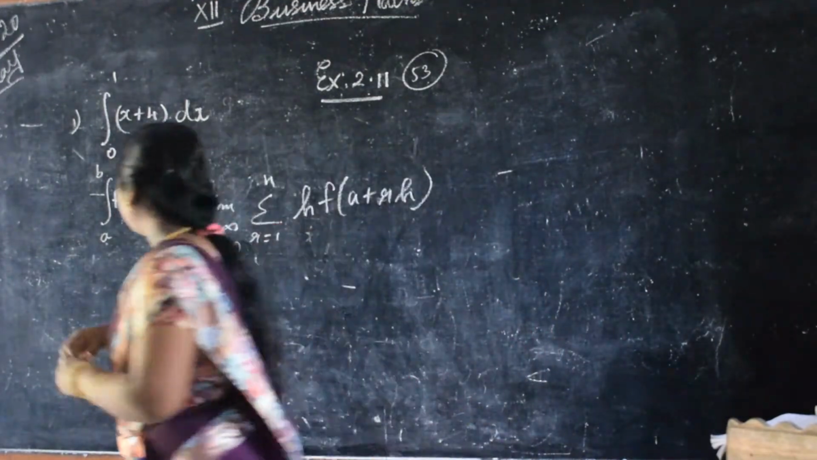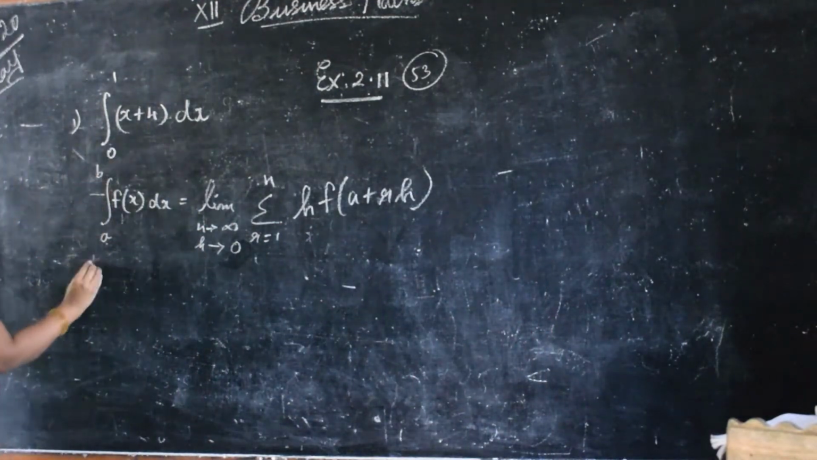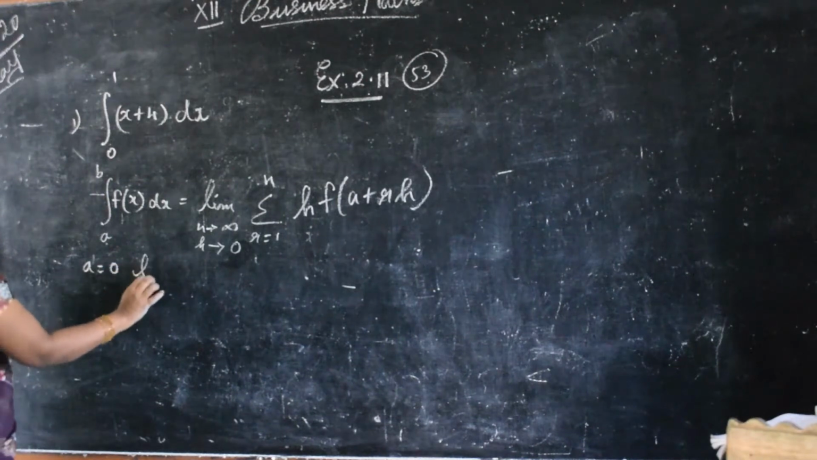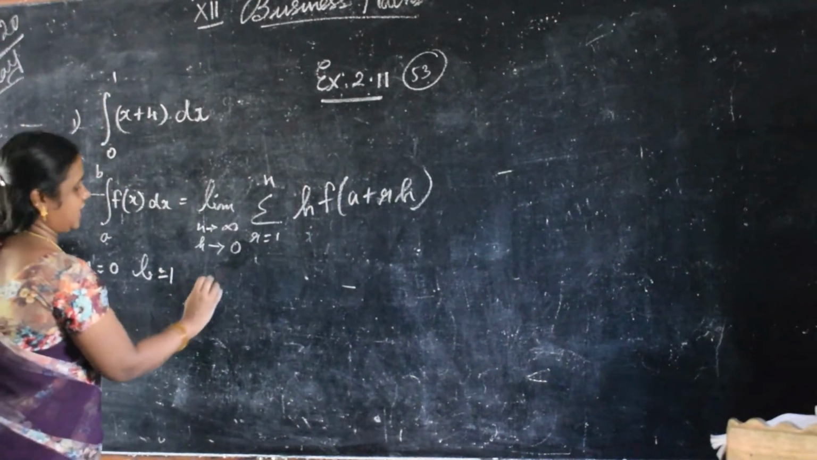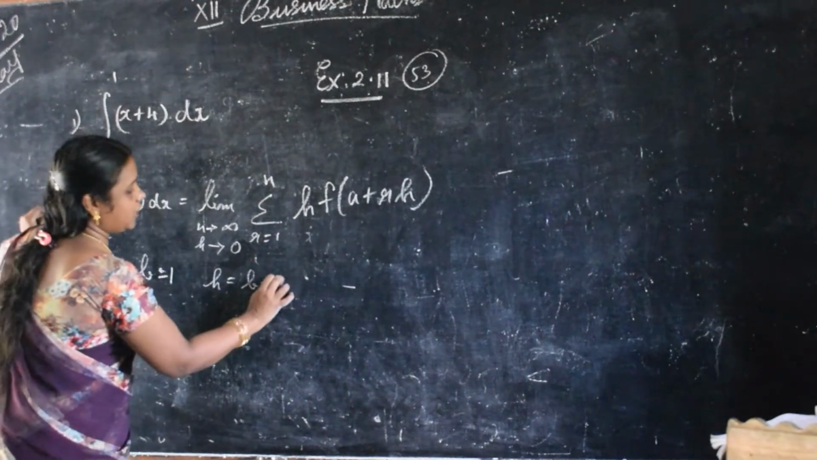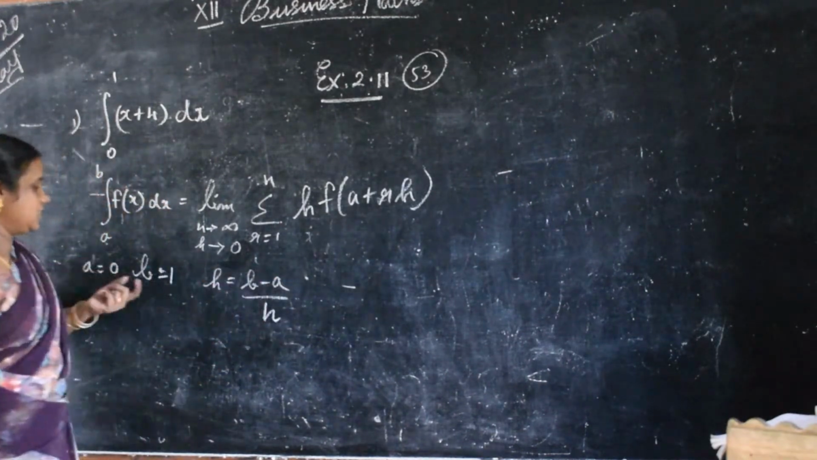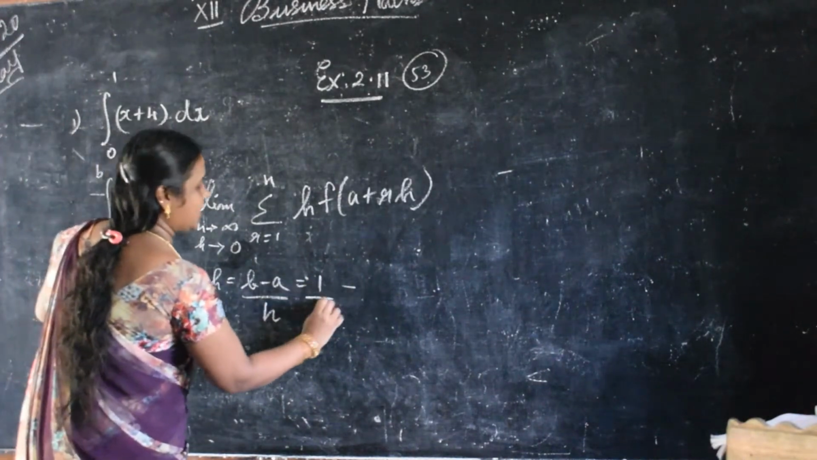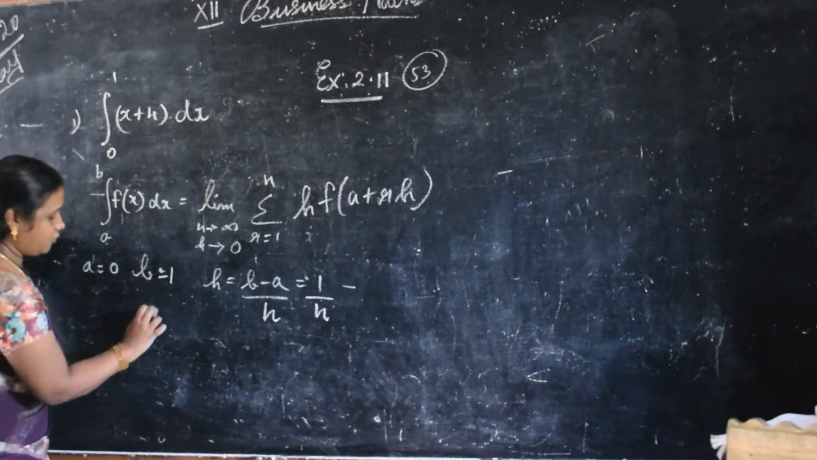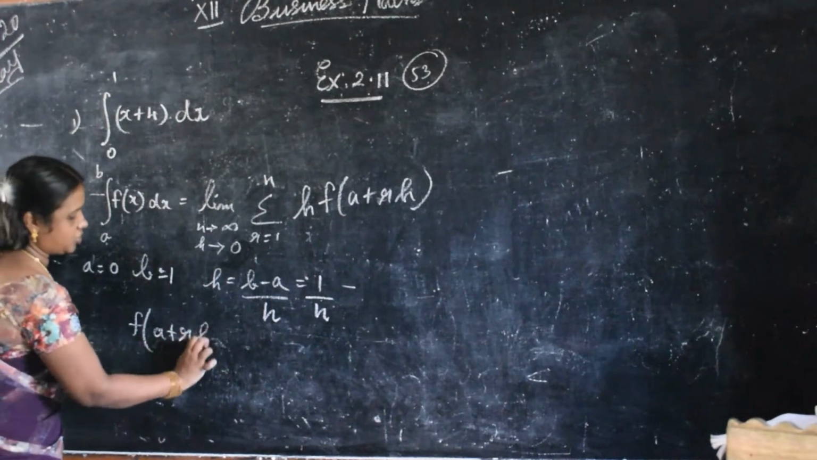Compare and see what a is here. The value of a is 0. What is the value of b? 1. Substitute here. Actually, h is equal to b minus a by n. Substitute the value of b as 1. 1 minus 0 is 1. So h is 1 by n.